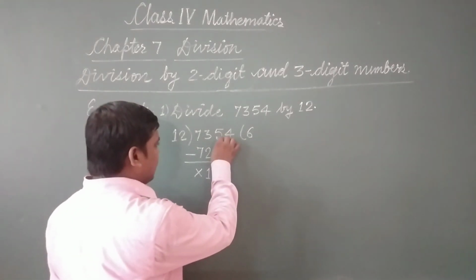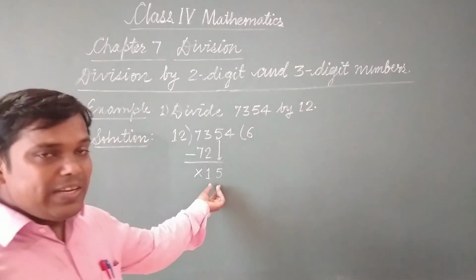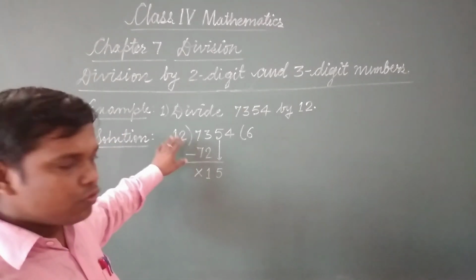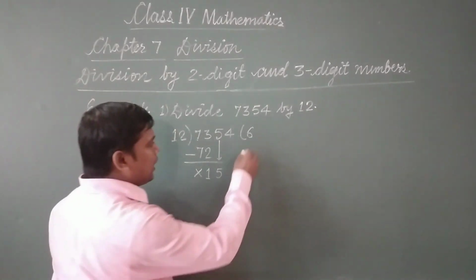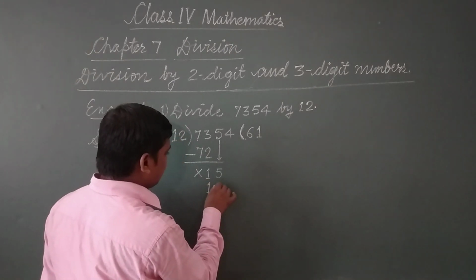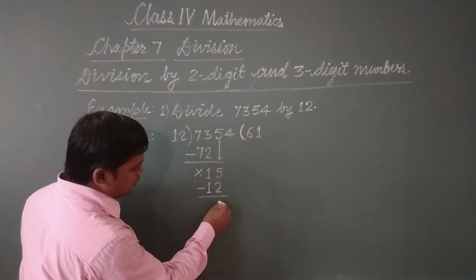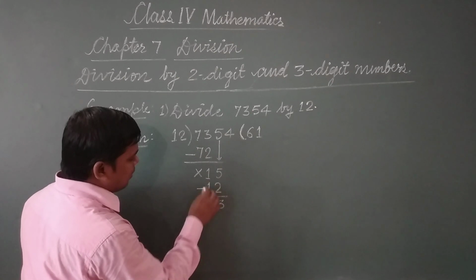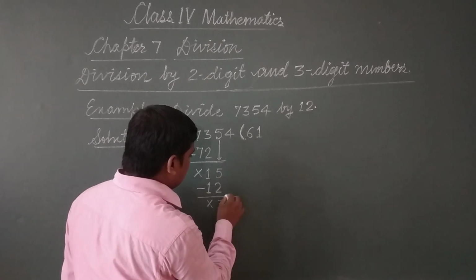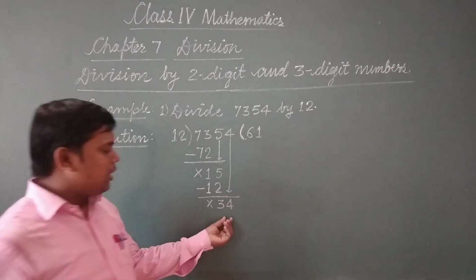Now next digit will come down, that is 5 will come here. Here we have 15 and we know 15 is greater than 12. So we can divide it by one time. As you know, 12 1s are 12. Again we subtract it. So 5 minus 2, 3, 1 minus 1, 0. So we cross it here. Now the last digit will come, that is 4 here. So we have number 34.